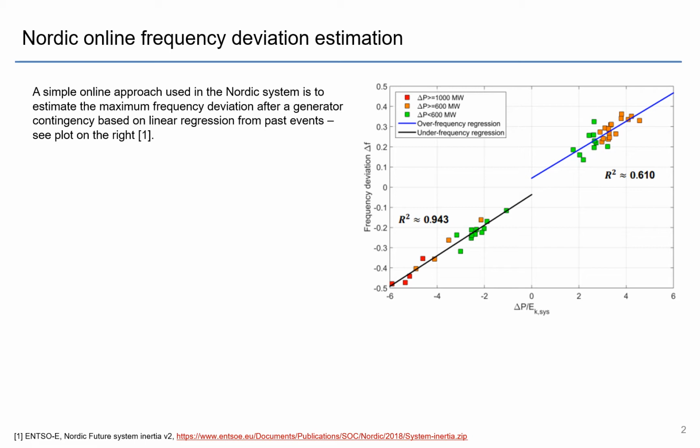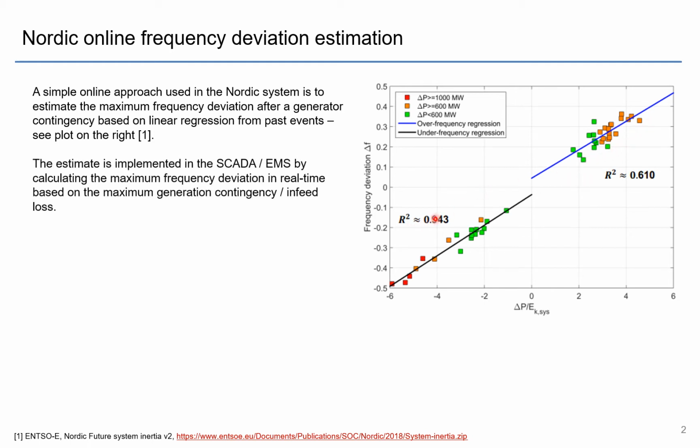It was based on a pretty simple linear regression that looked at past events and took their maximum frequency deviation and the ratio of the contingency size and the system inertia. They found some fairly linear correlations here for under frequency events and then another set here for over frequency events. So they implemented this estimation tool in SCADA EMS, and it calculates the maximum frequency deviation in real time based on the maximum generation contingency or in-feed loss.